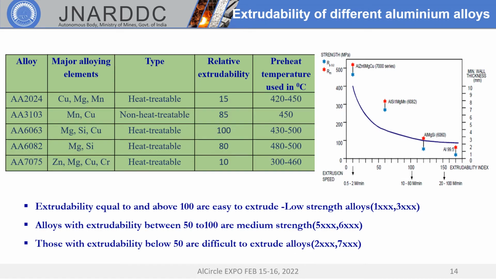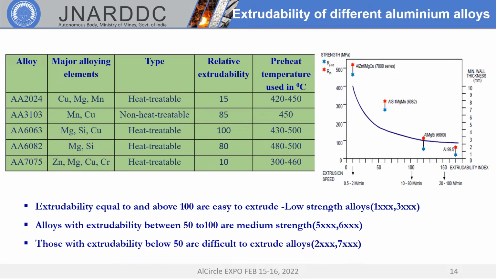In this slide, I am going to explain the extrudability of different aluminum alloys. Extrudability is the relative ease with which extrusion can be carried out. Extrudability equal to and above 100 are easy to extrude alloys. Those are low strength alloys, 1 series and 3 series alloys. Alloys with extrudability between 50 and 100 are medium strength alloys. Those are 5 series and 6 series alloys. Those with extrudability below 50 are difficult to extrude. Those are 2 series and 7 series alloys.